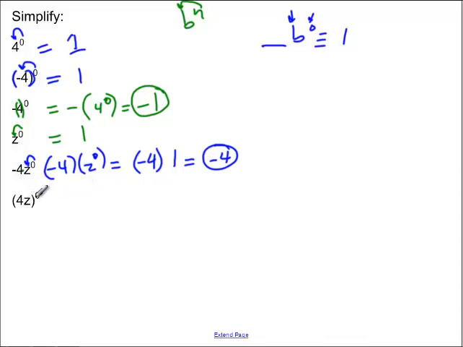How about this one? What is our base here? Our base is whatever's inside these parentheses. So 4 times z, as long as z is not equal to 0, we can take it to the 0th power and apply our rule. Here's our base, 0 is our exponent, working on the base. Anything to the 0th power equals just 1, as long as z is not equal to 0.